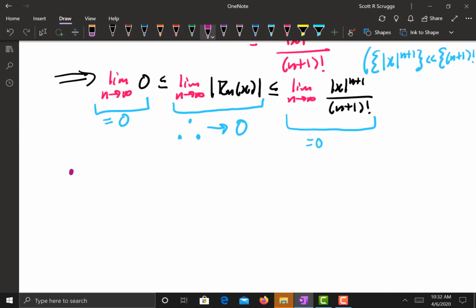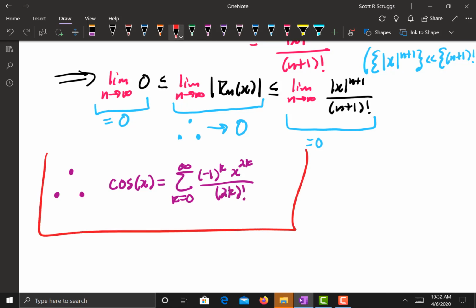Which therefore means I can now make the solid conclusion that cosine of x equals its Taylor series, its Maclaurin series, and I don't have to use the weird thing of, yeah, here's the Taylor series, but I don't know if it's equal or not. Now I boldly know it's equal because I showed that the limit of the remainder equals 0.